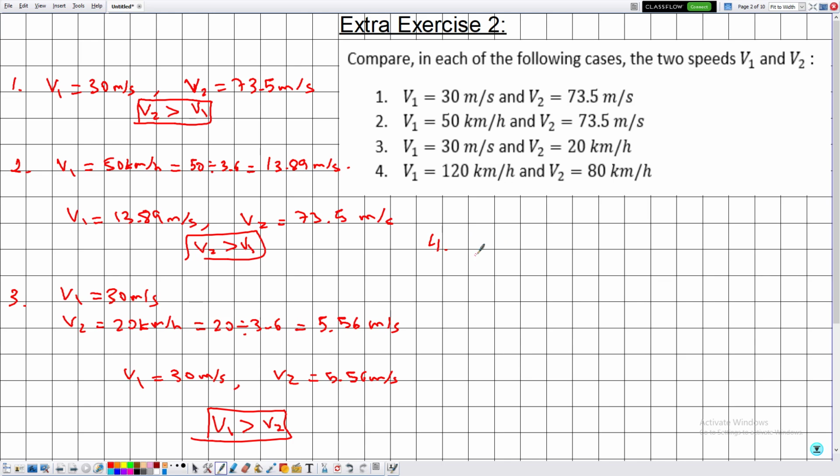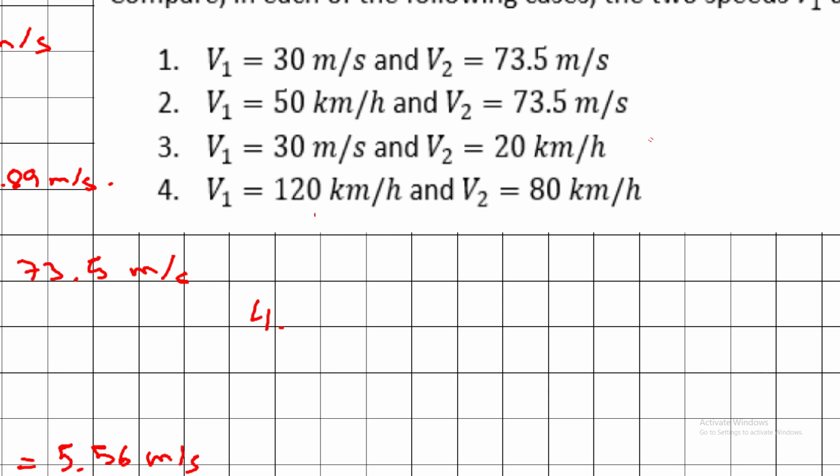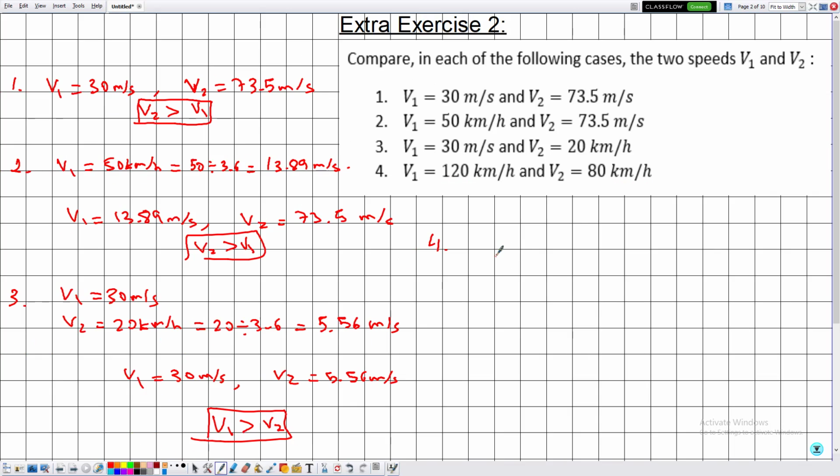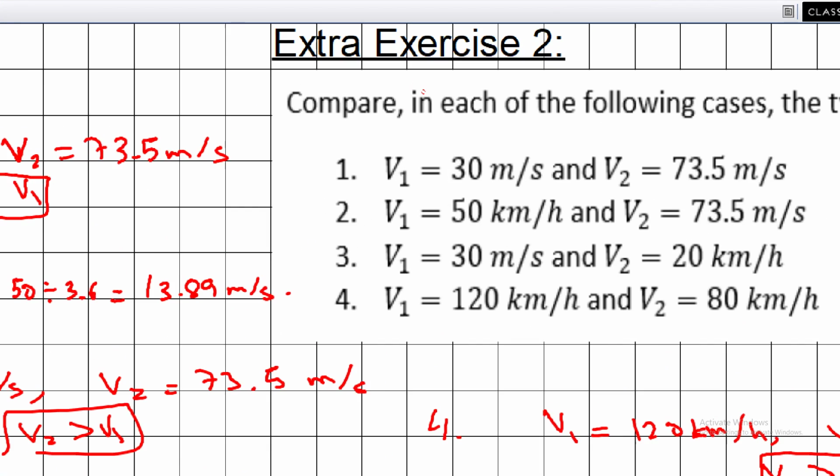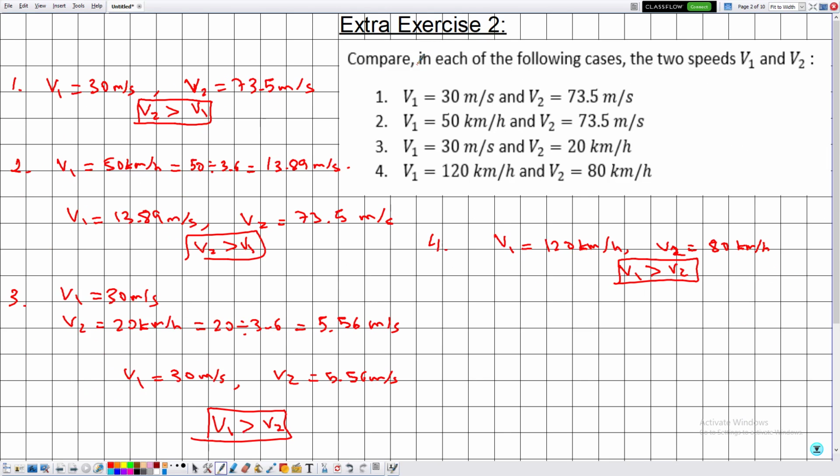Now in number 4, notice that in this case, both of them are expressed in kilometers per hour, although it's not the SI, but we can compare directly. So V1 is equal to 120 kilometers per hour, and V2 is equal to 80 kilometers per hour. So directly we can say V1 is greater than V2 because 120 is greater than 80. So I repeat, whenever they ask us about the comparison, we need to say greater, equal, or less than.